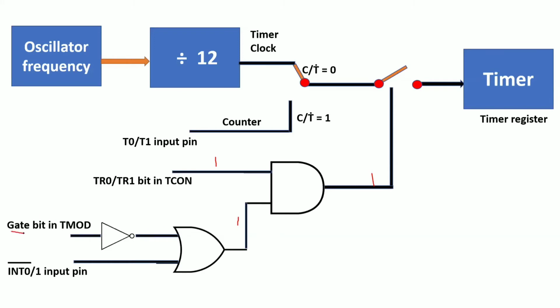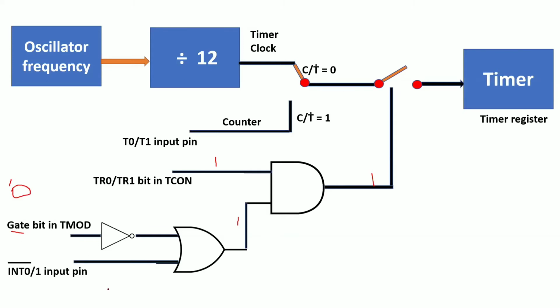Now what is the gate bit? I told you, whenever you want to control the timer with the help of hardware, you must use the gate bit. So whenever you write 1 to the gate bit, it will allow us to control with the help of hardware. That is your interrupts. Whenever you make this bit equal to 0, what will happen? You should not use this one.